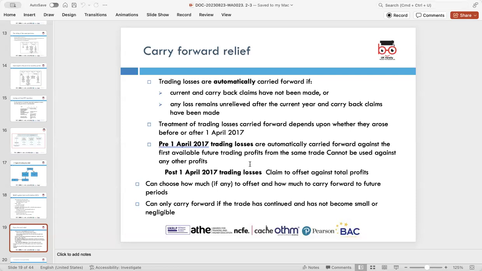Treatment of trading losses carried forward depends on when the losses arose. Pre 1st April 2017, these losses are automatically carried forward against the first available future trading profit from the same trade. They cannot be used against any other type of profits. Post 1st April 2017, businesses have more flexibility. They can choose how much, if any, of the losses to offset against total profits in the current year and how much to carry forward to future periods.